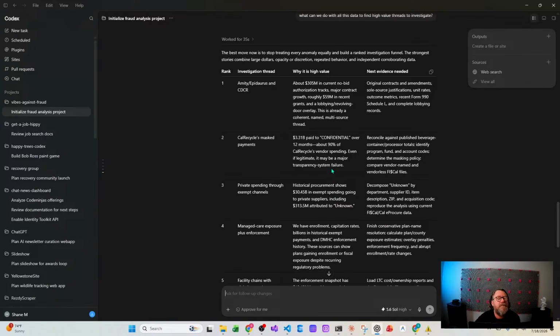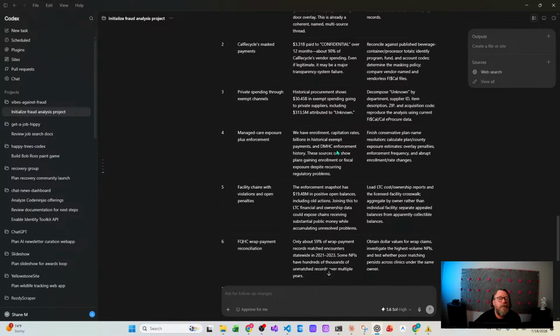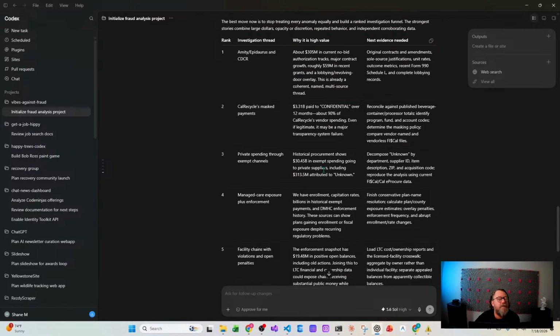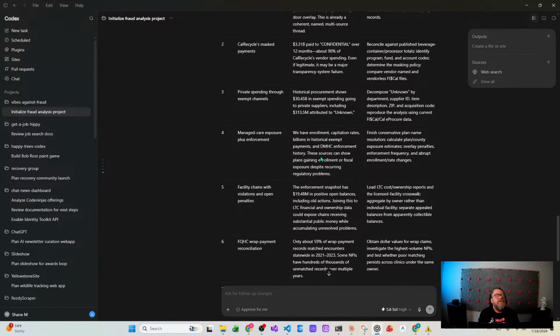Best move is to stop treating every anomaly equally. Okay, so it sees the Amity and the cow recycle, but I've already got things working on that. So it's flagged private spending through exempt channels. Historical procurement shows 30.45 billion in exempt spending going to private suppliers, including 313.5 million attributed to unknown. And it's suggesting to decompose unknown by department, supplier ID, item description, zip, and acquisition code, and reproduce the analysis using current fiscal cal eProcure data.